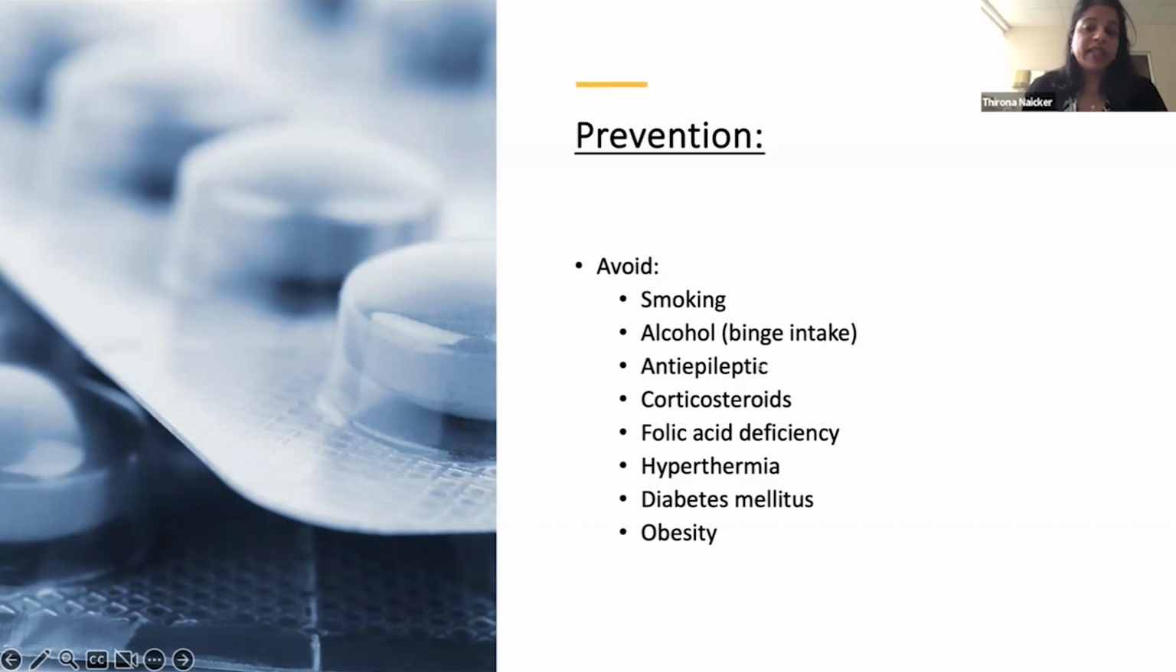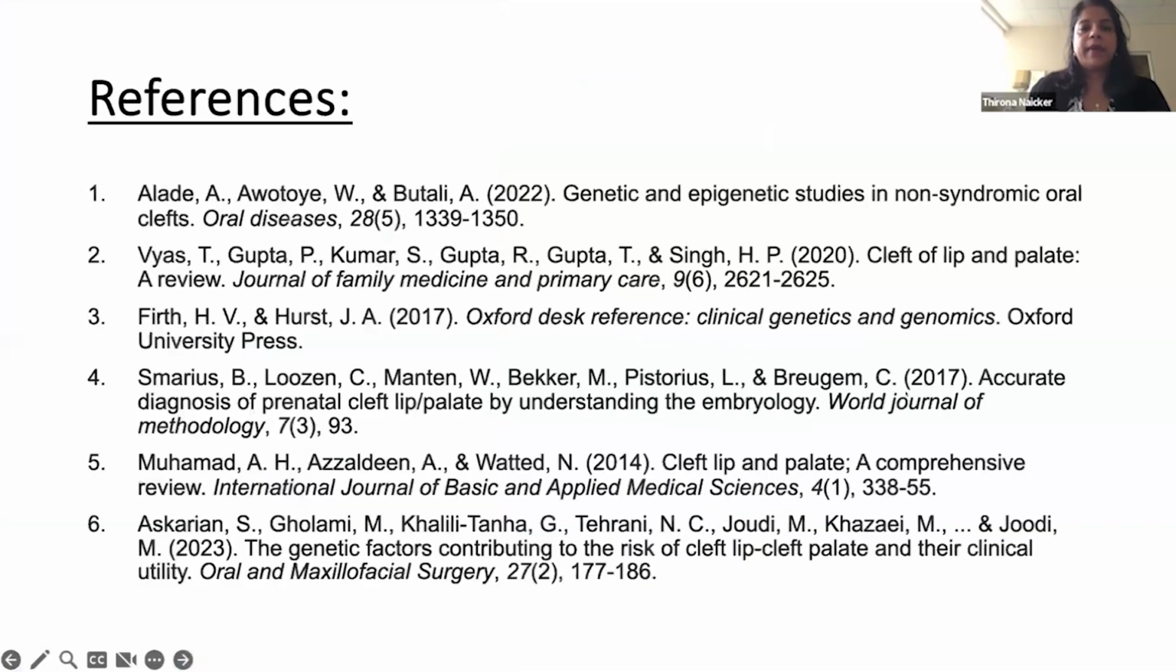1st trimester of pregnancy. If she's on corticosteroids for whatever reason, if she has a folic acid deficiency, if there was a risk of hypothermia, especially in the 1st trimester, diabetes mellitus is a huge link as well. And if there's obesity in the mom, there's been a link to having a child with cleft lip and palate.